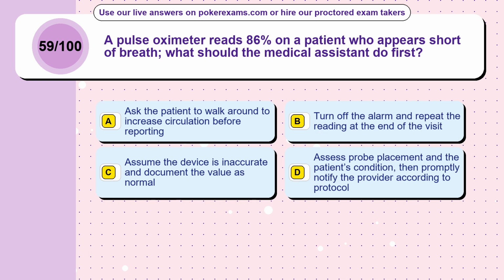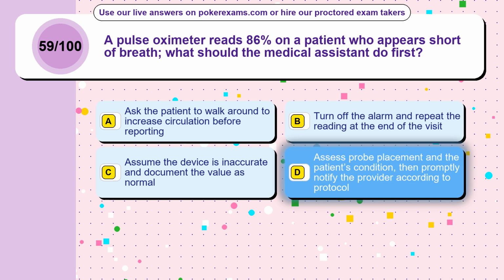Question 59. A pulse oximeter reads 86% on a patient who appears short of breath. What should the medical assistant do first? Option A. Ask the patient to walk around to increase circulation before reporting. Option B. Turn off the alarm and repeat the reading at the end of the visit. Option C. Assume the device is inaccurate and document the value as normal. Option D. Assess probe placement and the patient's condition, then promptly notify the provider according to protocol.